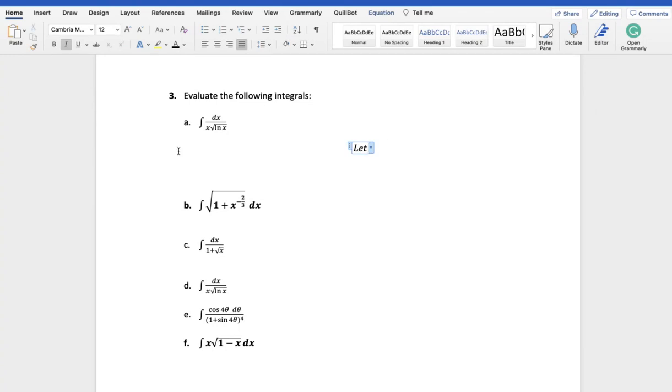So, looking at the first question here, we have the integral of dx over x root ln x, right? In your opinion, what method can we use to solve this problem? Use substitution. Any other suggestions?